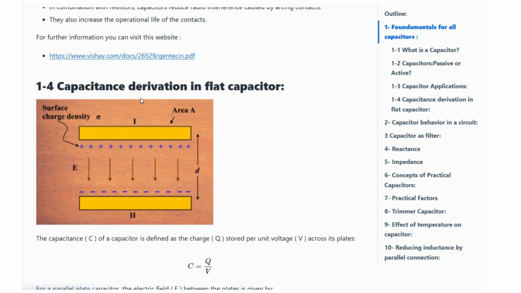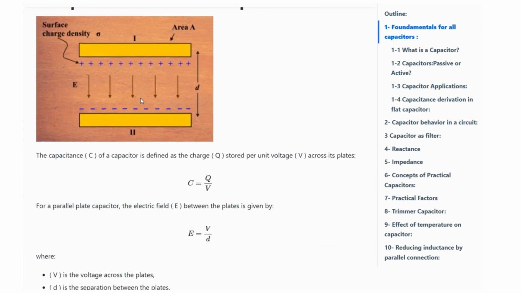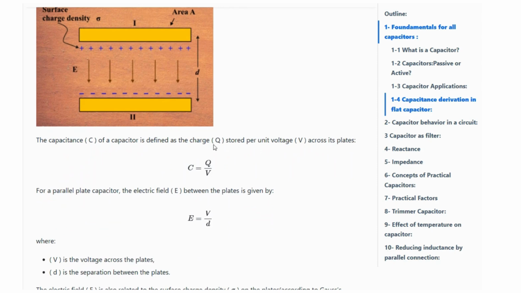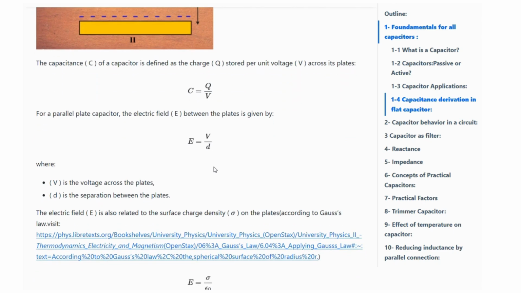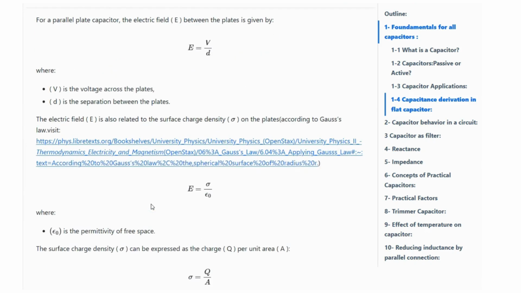Next, let's talk about the capacitance and find a formula for that. The capacitance is equal to Q divided by V, where V is the voltage across the plates and Q is the charge stored. And for parallel plate capacitors, we have this equivalence, which is the electric field is equal to voltage divided by d, which is the separation between the plates.